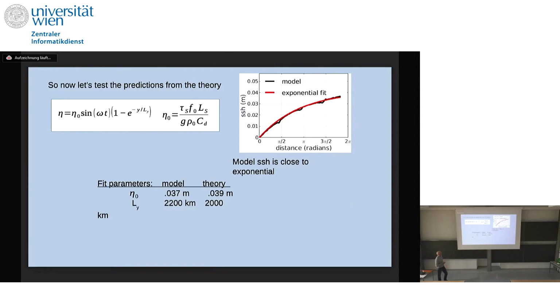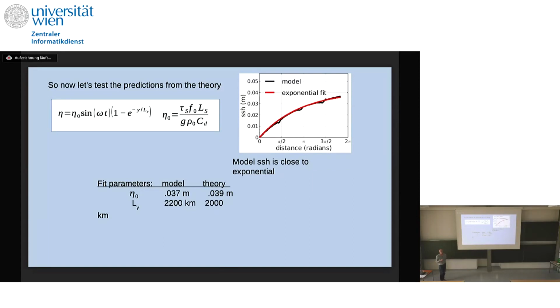Okay, so let's look at some of the details here. This is the theory for the sea surface height along the boundary. That black line is diagnosed from the primitive equation model. This red line is an exponential fit. There's 2 parameters, this eta naught and this L sub y. In the model, eta naught's 3.7 centimeters. In the theory, it's 3.9. The model diagnosed L sub y is 2,200. The theory, it's 2,000. So they agree surprisingly well.